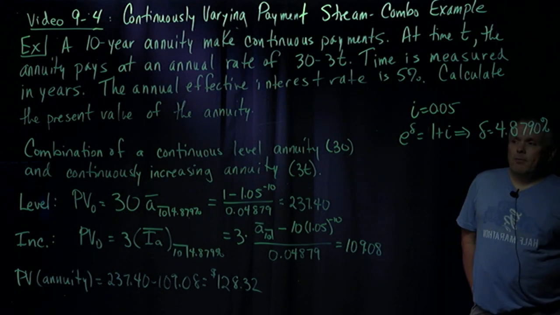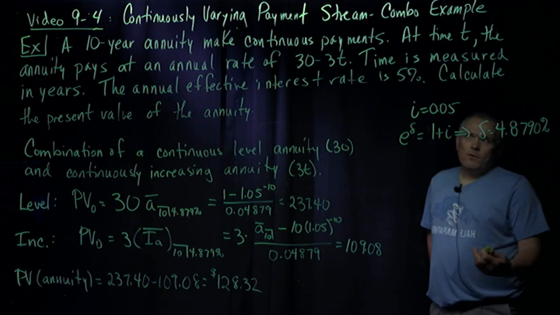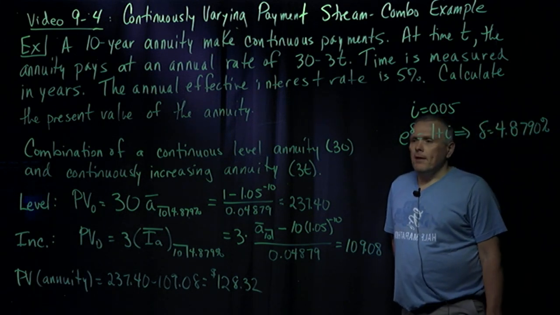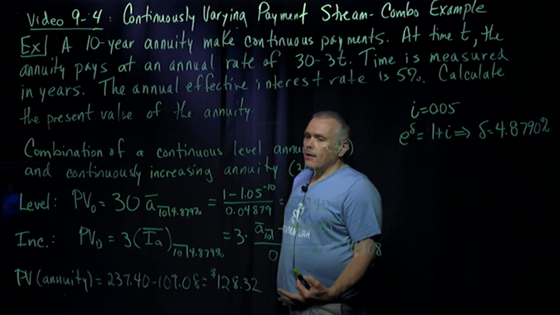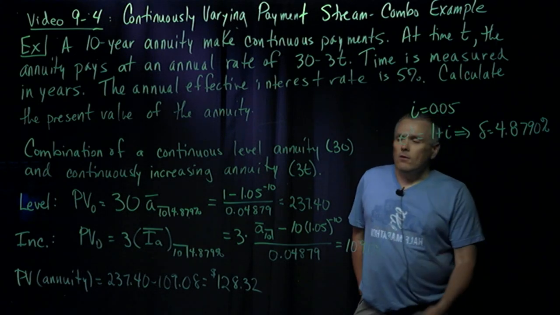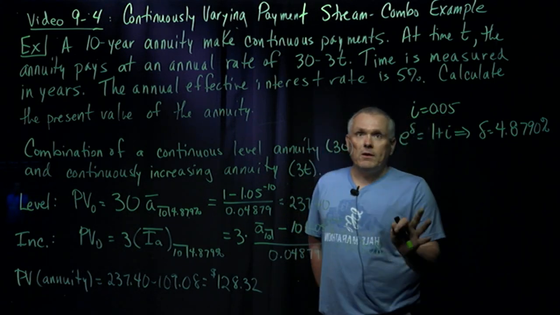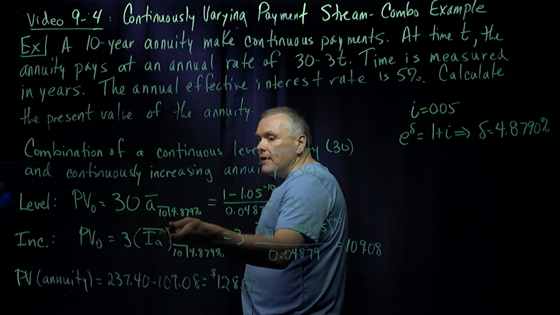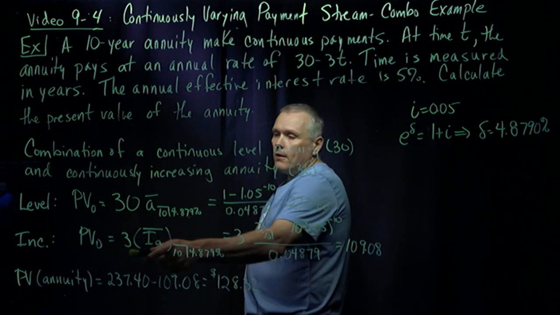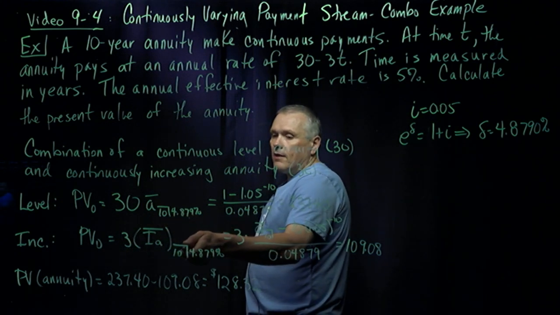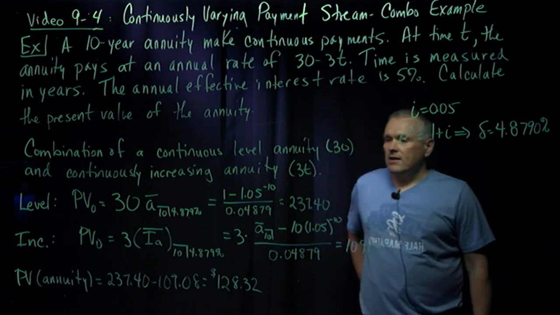For the increasing part, now in the last video we used the integration formula. They actually go through in the textbook and derive the formula for a continuously increasing annuity. And that formula looks a lot like your continuous annuities that you talked about back in Chapter 8. So let's talk about this one small difference between the two formulas. The notation here is the bar completely over the IA part. So it's 3 times the (I-bar A-bar) angle 10 at 4.879.